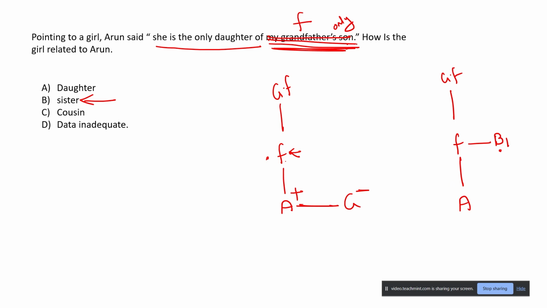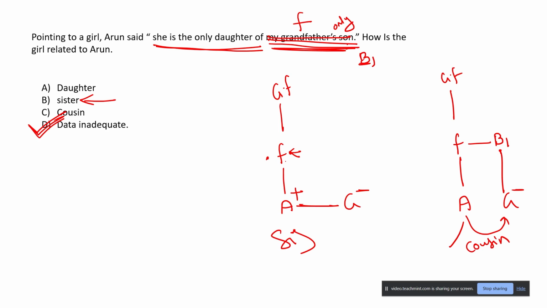So by the time you solve the second statement, you stuck at B1. Now complete the statement. She is the only daughter of B1. So she is the only daughter of B1 means girl is going to be here. Then this girl will become cousin to Arun. So here you got sister, but in here you got cousin. So we got both the options. So here the data is inadequate. Why? Because we don't know how many sons Arun's grandfather has. If he is having only one son, then you can say sister. If he is having more than one son, then you can say it's a cousin. But here the data is not sure because we don't know how many sons are there. So the answer is data inadequate.